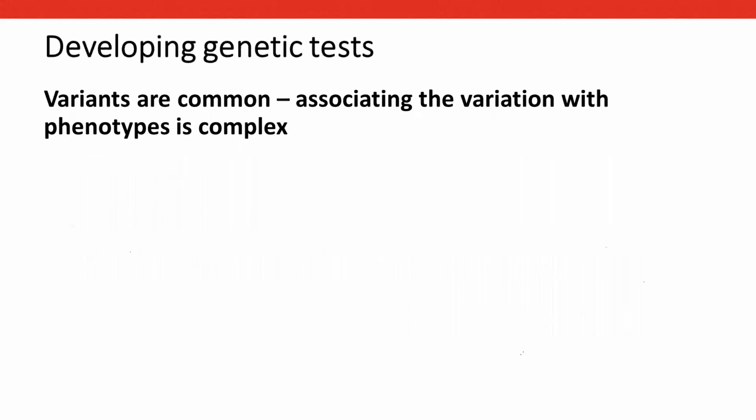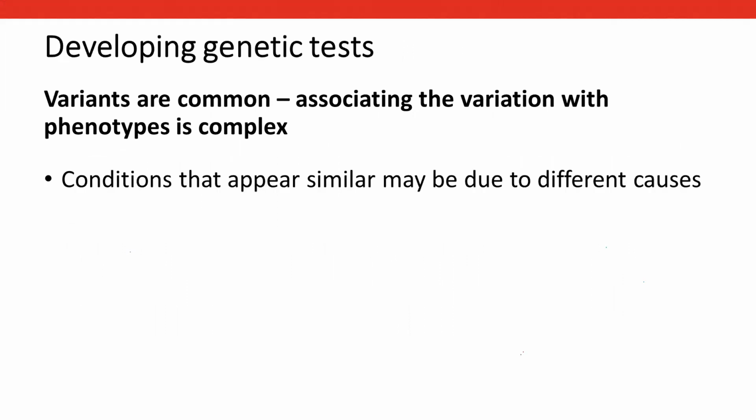So while variants are easy to find in common, associating those variants with the phenotype or the trait that you're interested in is very complex and definitely not straightforward. One of the reasons is because conditions that appear similar might be due to different causes. An example to think about is lameness. You can probably think of half a dozen different reasons a horse might be lame. He could have an abscess in his hoof. He could have broken his leg. He could have a stifle injury. He could have a suspensory injury. So if we're just studying lameness, we're going to doom ourselves to failure by considering all those things together.